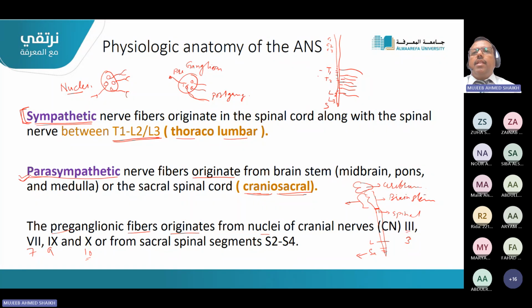Within these nerves, some fibers are from the parasympathetic nervous system. Cranial nerve number 3, cranial nerve number 7, the facial nerve, the 9th, glossopharyngeal, and the 10th, the vagus nerve. Plus some of the nerves coming out from the S2 to S4 segments of the sacral spinal cord belong to the parasympathetic nervous system.